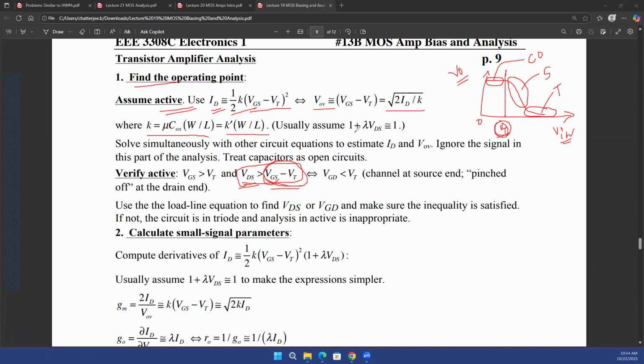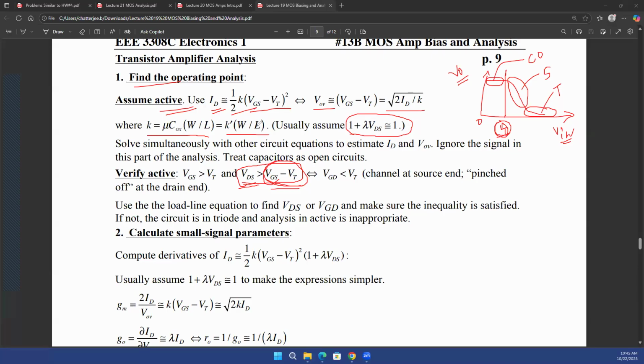And in most problems, you can assume 1 plus lambda VDS to be almost equal to 1, or lambda to be almost equal to 0, unless I state otherwise. Unless I give it in the problem that your lambda is not 0, you do not need to consider lambda. So you can consider your channel length modulation parameter lambda to be equal to 0, which means that the output resistance is going to be infinitely large in that case. Because the output resistance of the MOSFET, which is RO, something that we proved in the last class, is equal to 1 over lambda ID.